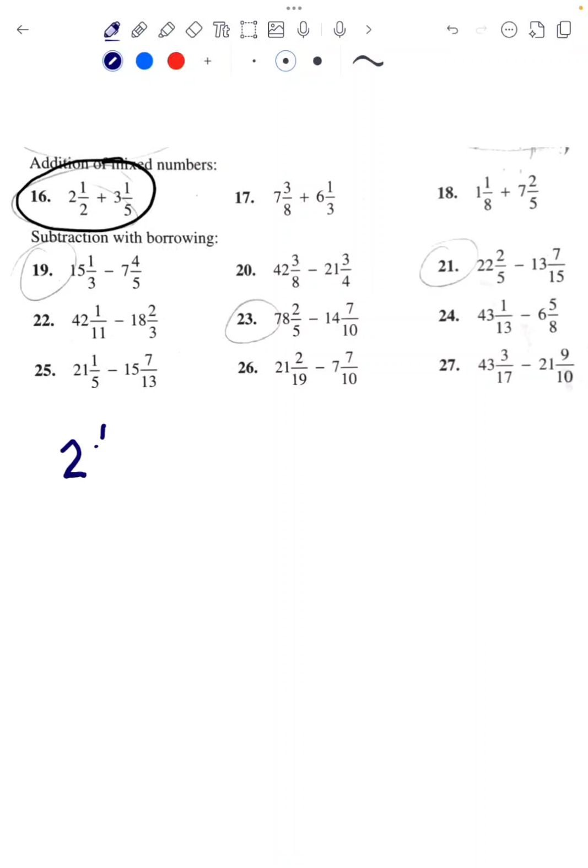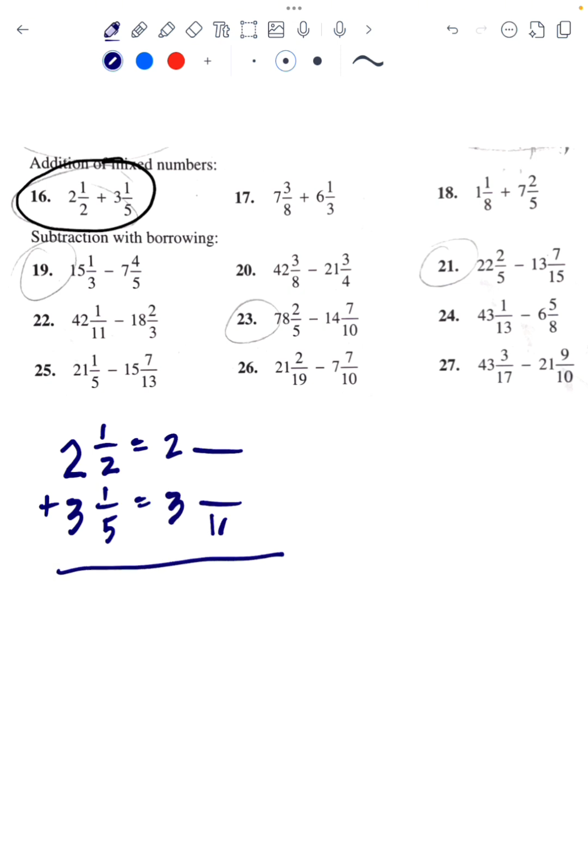Let's take a look at this example of adding mixed fractions with different denominators. So I'm going to rewrite my problem and find the least common denominator, which we learned in our first lesson is 10. 5 times 2 is 10, therefore 1 times 2 is 2, 2 times 5 is 10, and 1 times 5 is 5. Now I can simply add the 2 plus the 3, which is 5, and the 5 plus the 2, which is 7 over 10.